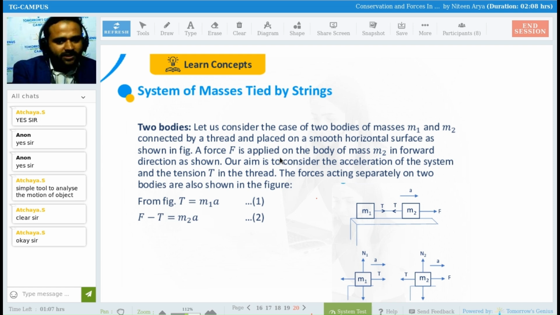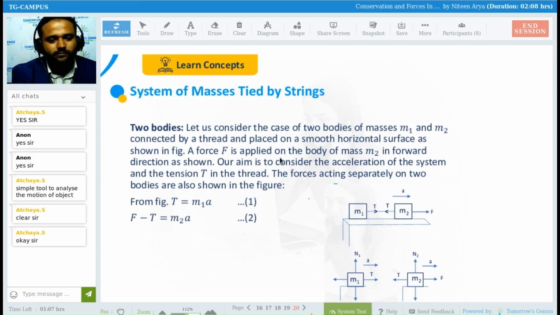Okay. So starting with the same thing, a two body mass system. Let us consider the case of two bodies of mass m1 and m2 connected by a thread and placed on a smooth horizontal surface. Okay.